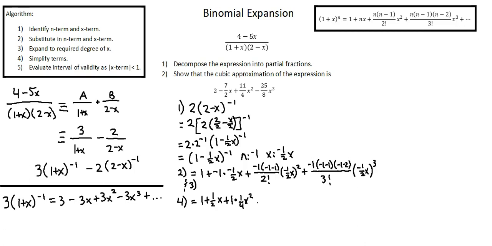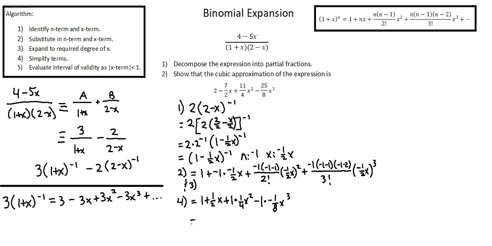Next term in the numerator, negative 1 times negative 1 minus 1 times negative 1 minus 2. Negative 1 times negative 2 times negative 3 is negative 6 over 3 factorial, which is also a 6. Negative 6 over 6 is minus 1 times quantity negative 1 half x to the power of 3. Negative 1 half to the power of 3 is negative 1 over 8. And x to the power of 3 is x cubed.